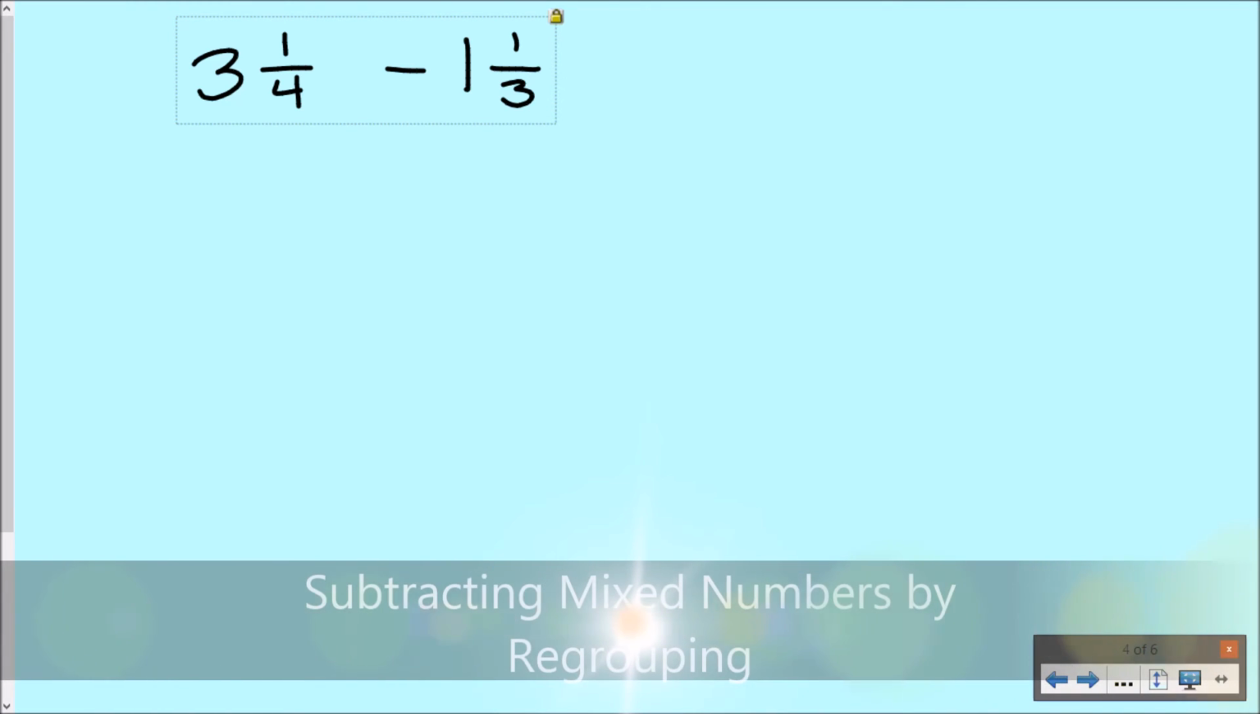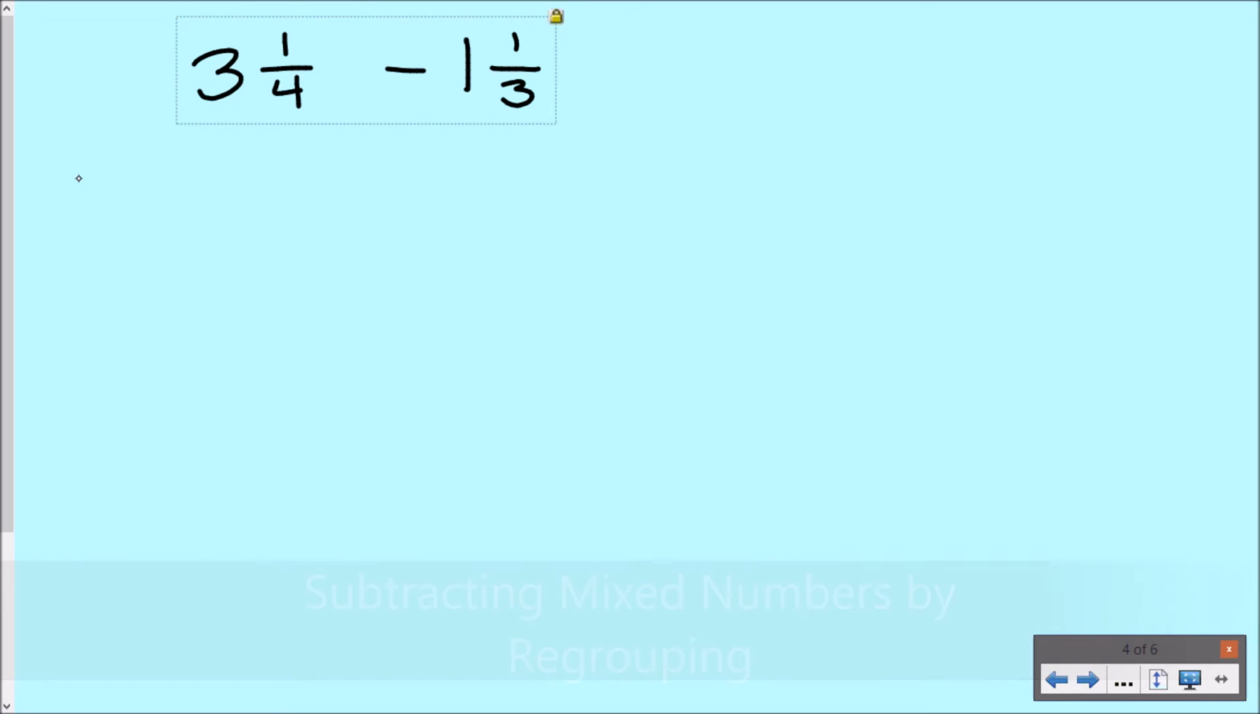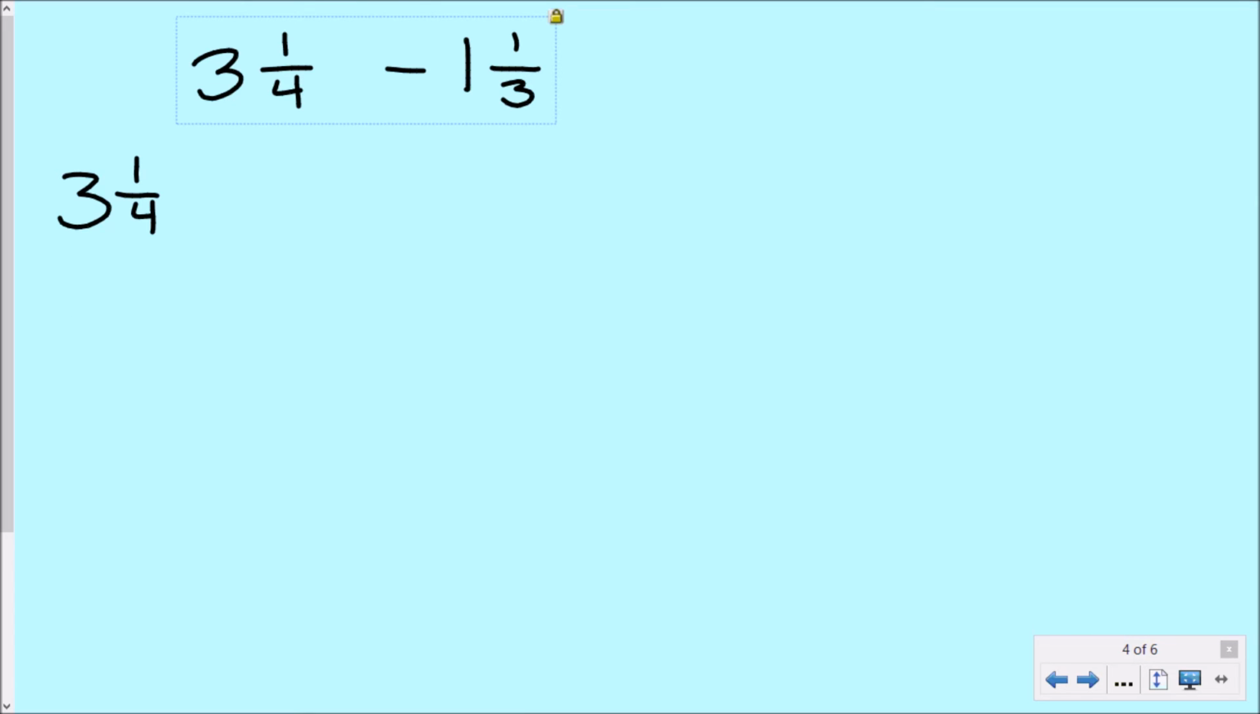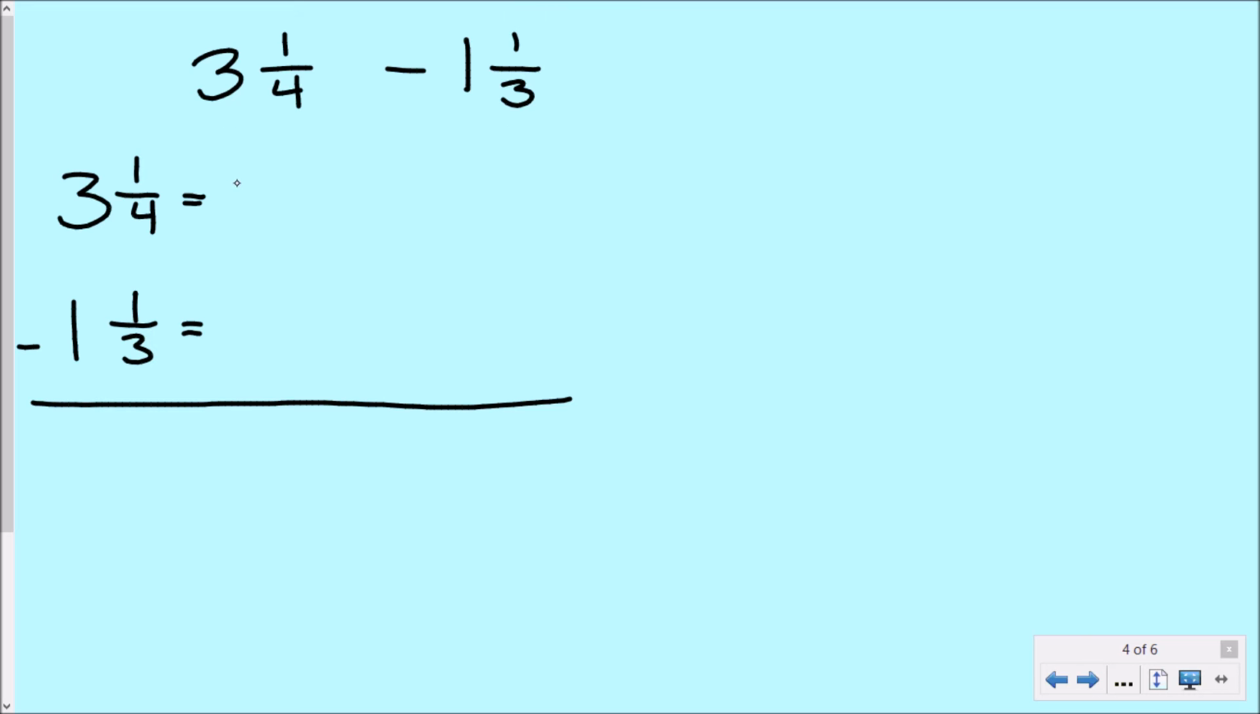We have 3 1/4 minus 1 1/3. So I'm going to set this problem up vertically. And our first problem, we dealt with 3 and 4, so I'm not going to go through the steps of listing the common multiples. We're just going to go ahead and establish the fact that the LCM of 3 and 4 is 12. So I'm just going to rewrite these mixed numbers here so that the denominators are 12.